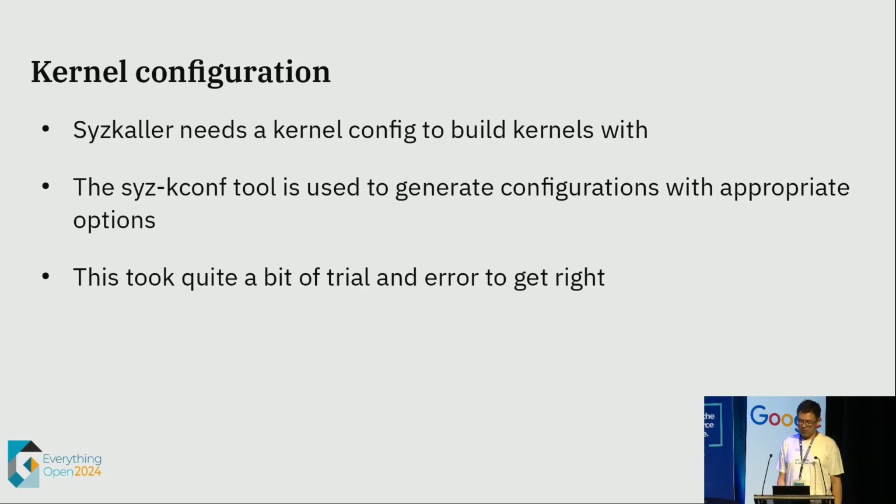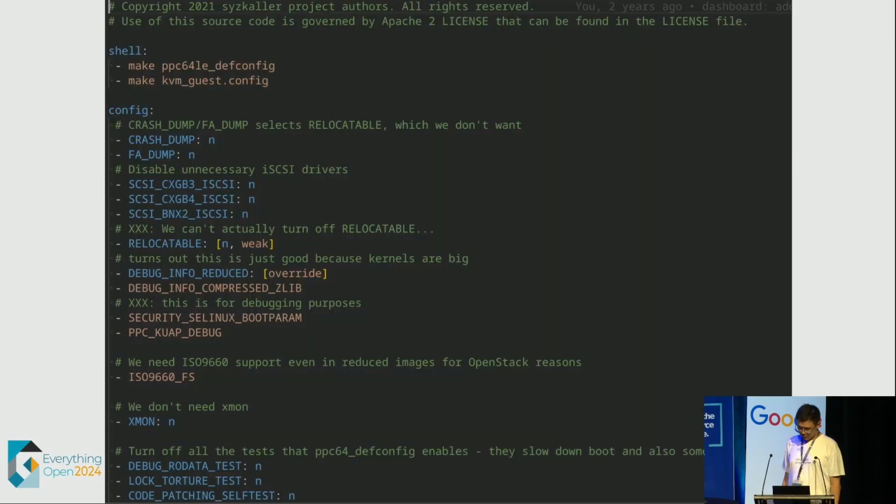It took a bit of experimentation, and honestly, I don't quite understand the syzkaller YAML language completely at this point. But here's some of what we had to do. So you can see you can specify different options and say N if you want to guarantee that they're turned off, or you can say override if you want them turned on, but overriding an option in another part of the YAML.